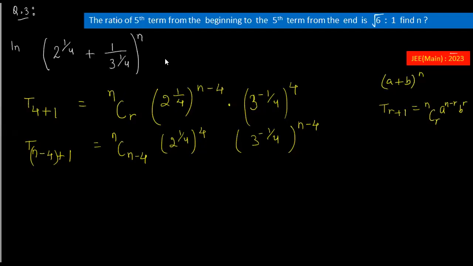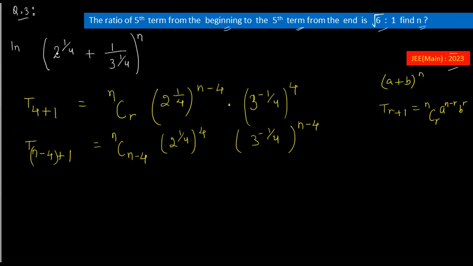Hello students, in this class we are going to solve a few questions that were asked in JEE Mains 2023. Our first question is from binomial theorem. In this question, it is already given that the fifth term from the beginning to the fifth term from the end are in the ratio of root 6 to 1. We have to find the value of n.